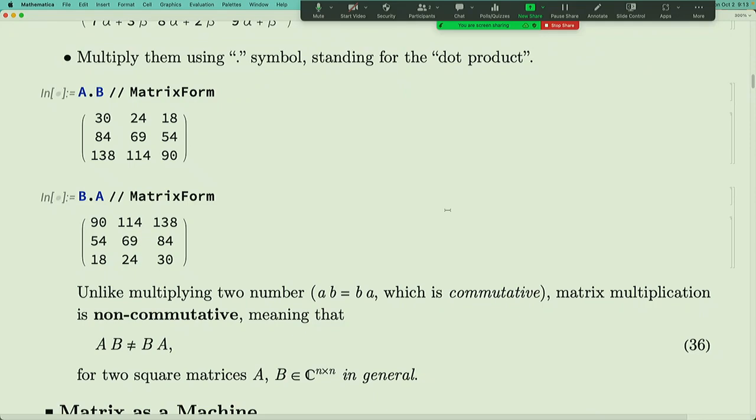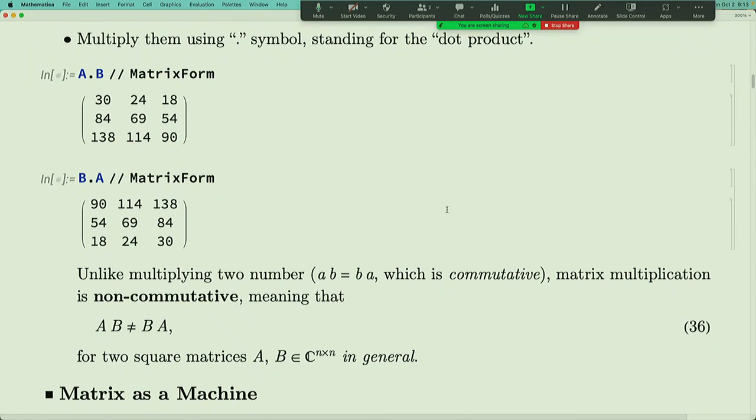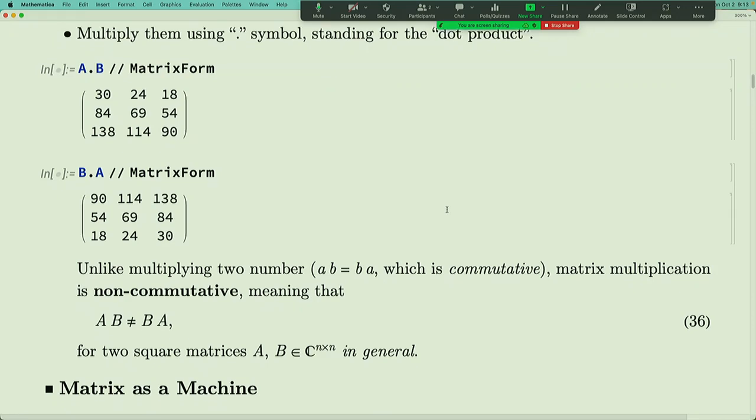multiplication is non-commutative, meaning that in general, A times B is not the same as B times A if A and B are matrices. There are some special matrices that commute with each other, and then their multiplication doesn't care about their ordering, but for generic matrices, it's not the case. Okay? So you need to always keep in mind in matrix multiplication, for example, in this example, the left and right multiplication, the two different orders, do not give you the same result.